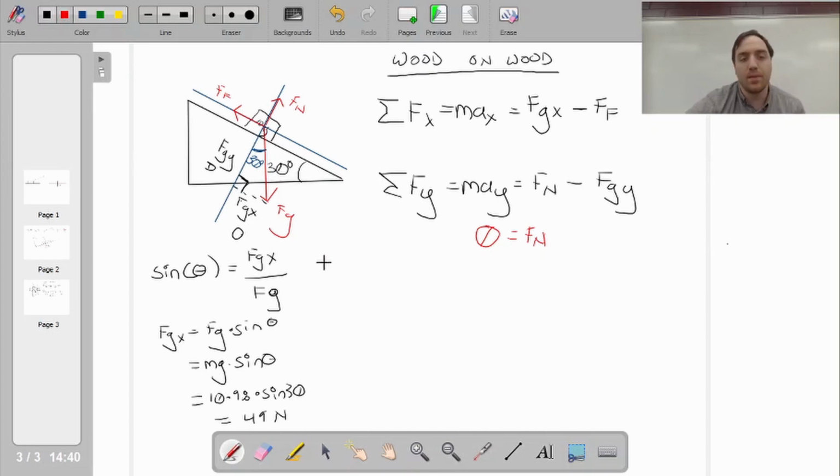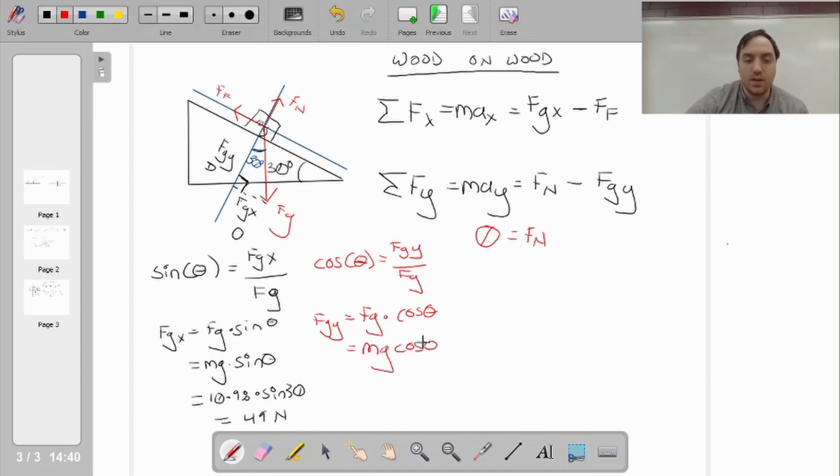Do the same thing for y. Adjacent side, which is cosine of my angle, equals FGY over FG. Again, solve for FGY, I get FG in the y direction is FG times cosine of my angle, or because FG is just mg, mg cosine angle. Again, we can just plug in our numbers. 10 times 9.8 times cosine 30, which is 84.87 newtons.